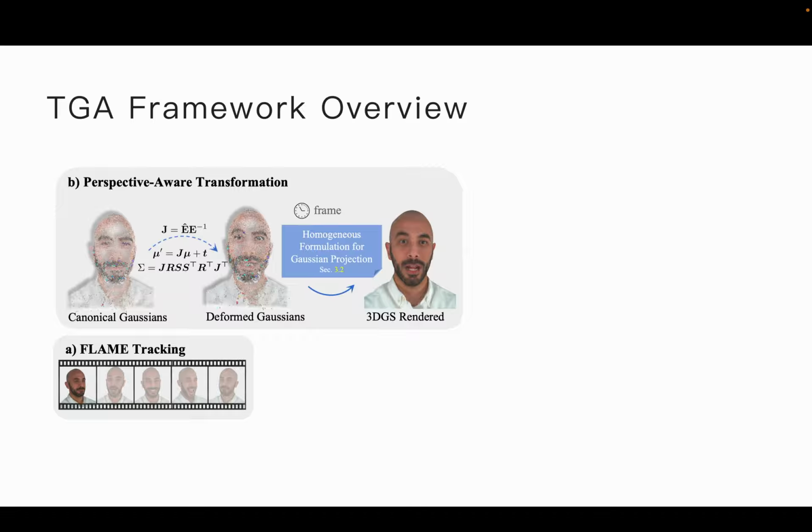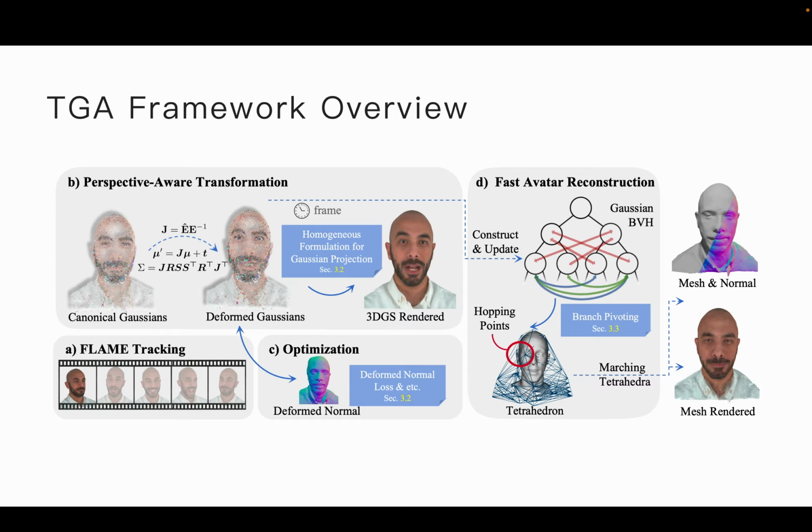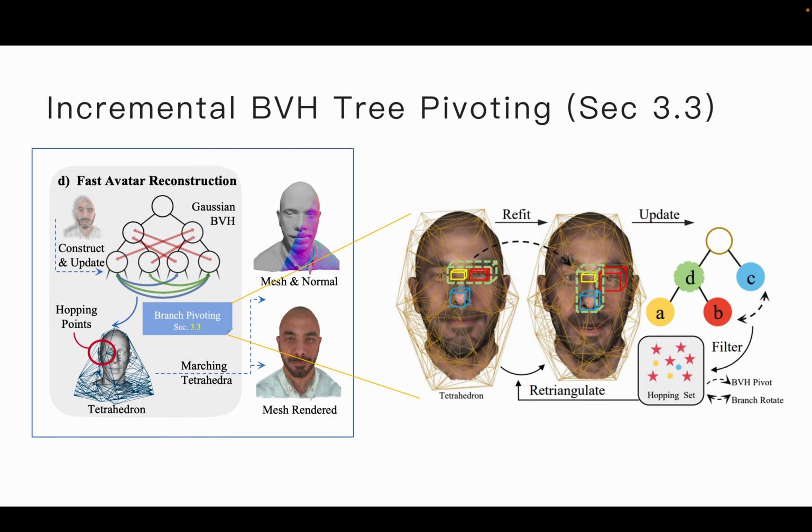Given multi-view RGB sequences, we first track facial dynamics with FLAME. During the perspective-aware transformation, we apply Jacobian-guided deformation and homogeneous projection for accurate geometric modeling. Then we optimize the Gaussians with a combination of photometric and geometric losses. After optimization, we build and dynamically update a Gaussian BVH, where BVH pivoting adaptively filters hopping points, enabling geometry-accurate surface extraction via marching tetrahedra. We illustrate this topological simulation of fast avatar reconstruction in the BVH structure.